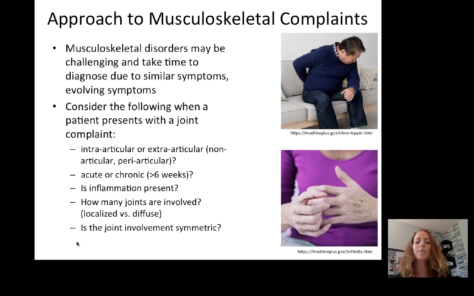Consider the following when a patient presents with a joint complaint. You want to know, is it within the joint capsule, and the structure's actually within the joint itself? That would be intra-articular. Or is it just surrounding, peri, or extra-articular, just surrounding that joint capsule? Maybe it's in a bursa or in a supporting extra-articular tendon. Is it acute or chronic? Harrison's considers chronic musculoskeletal to be anything more than 6 weeks. Is there inflammation present? How many joints are involved? And is the joint involvement symmetric?